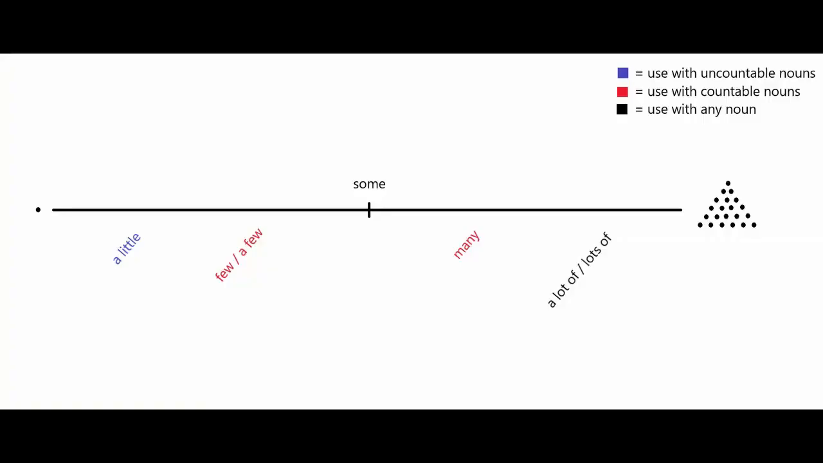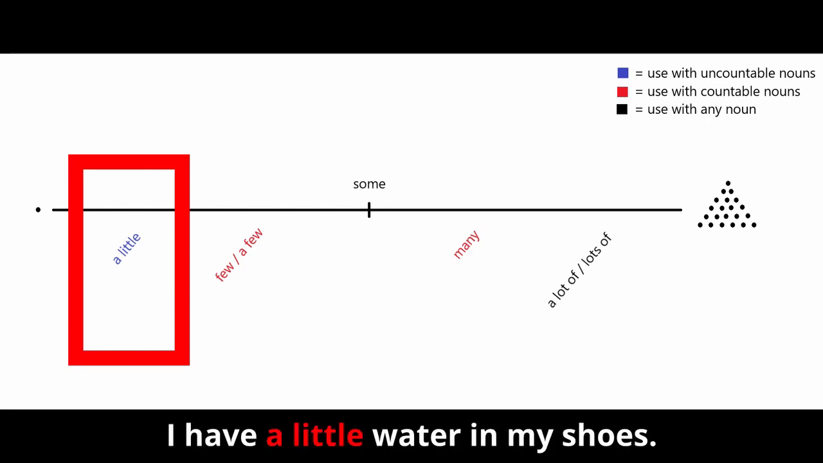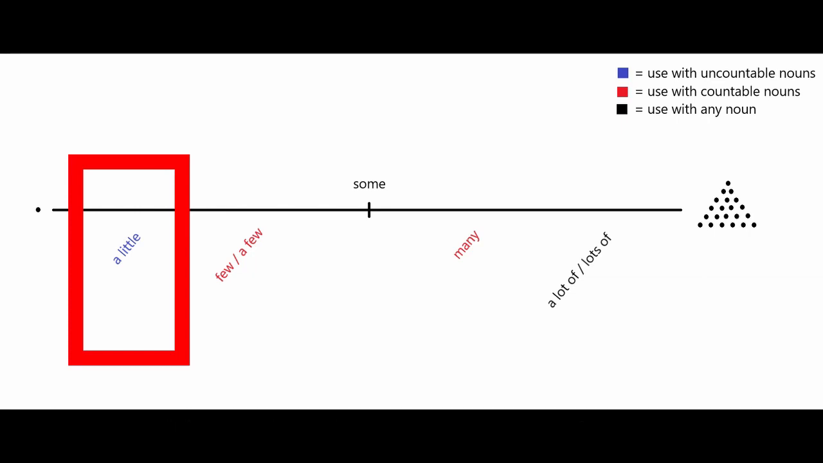First, we see the adjective phrase, a little. Just like the word little means small, a little means there is a small amount of something. A little can be used with uncountable nouns. For example, I'm a little stressed, and I have a little water in my shoes.